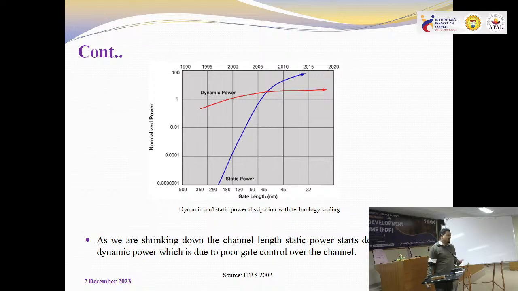The static power dissipation is dominating over the dynamic power dissipation. There is a trade-off. Previously, dynamic was the dominating factor, and static was not much dominating. But because we are continuously decreasing the size, the static power started dominating over dynamic. So we need a mechanism to control the static power dissipation, and this is primarily because of poor control of the gate over the channel, which I will be discussing in the next slide.